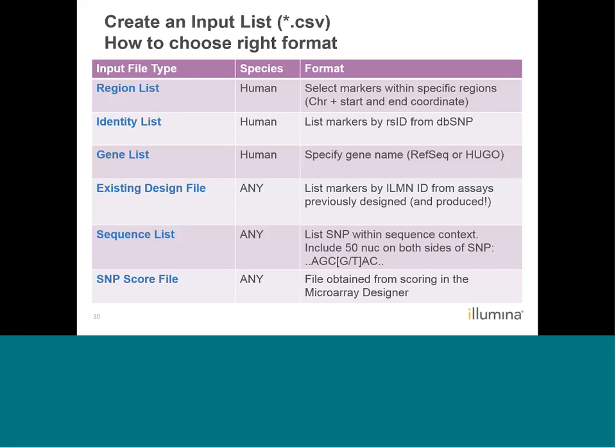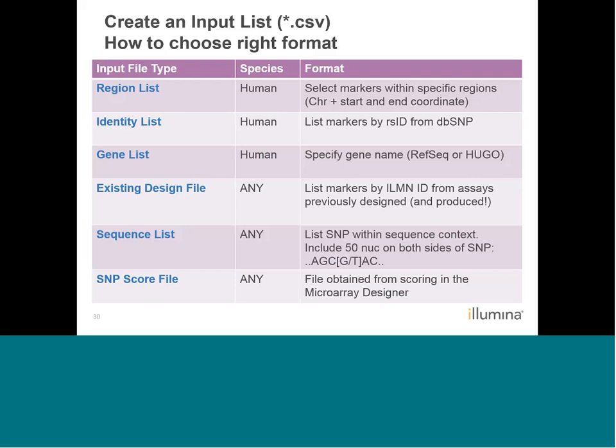An existing design file is great because you can use this if you are including markers that have been previously designed and, remember, produced by Illumina. So you'll simply make a list of the Illumina IDs, and these can be found in any manifest, whether it's custom or standard. And this will guarantee that the exact same probes will be created as in the original design, including on the exact same strand.